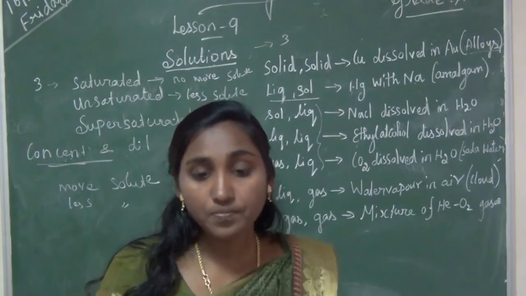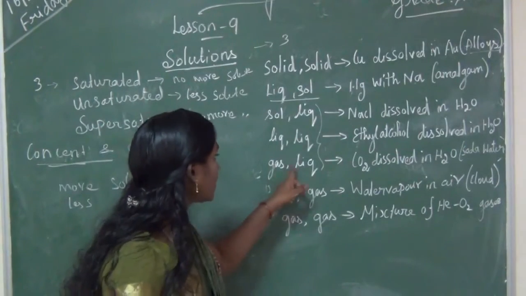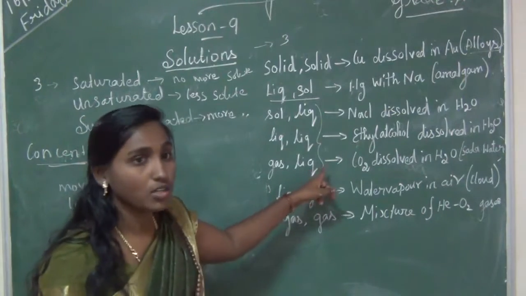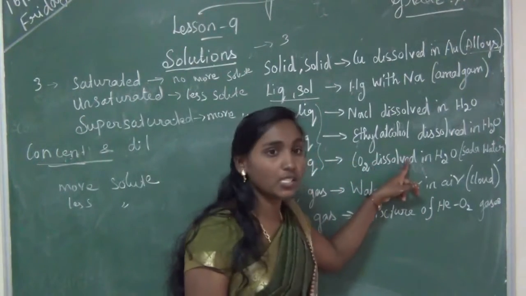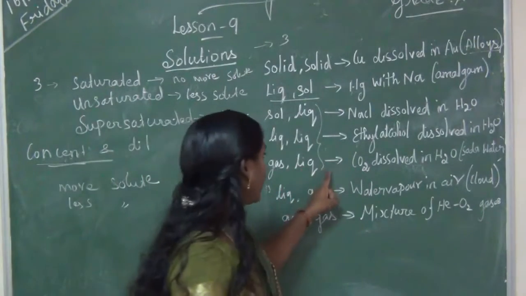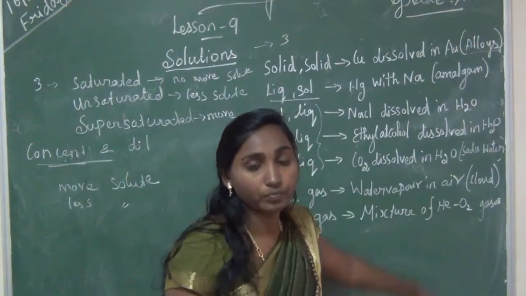Then third question, give an example each, gas and liquid. Near that question, write down the answer, gas and liquid. Carbon dioxide dissolved in water.